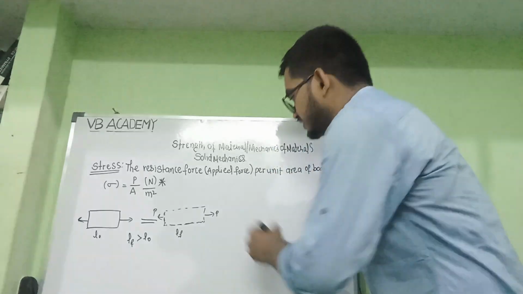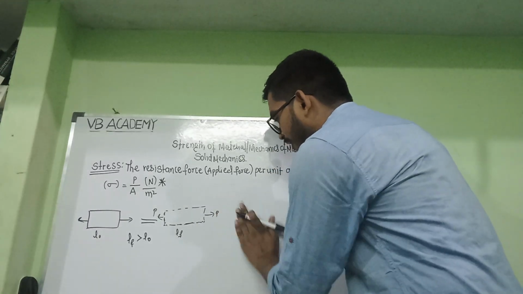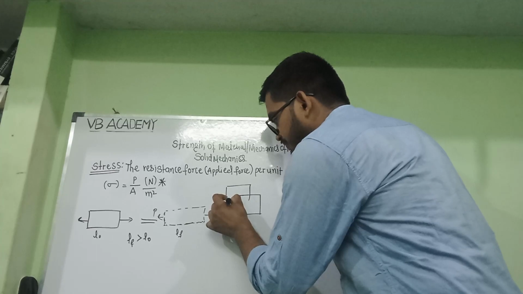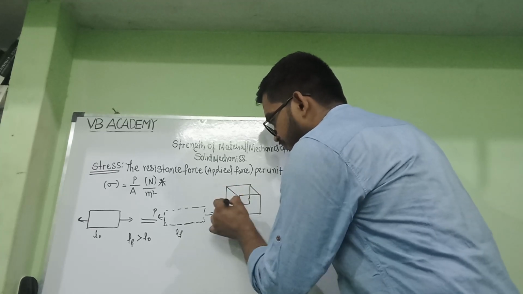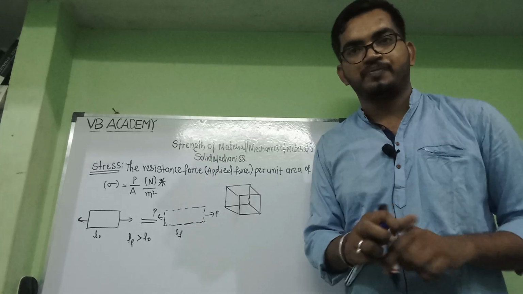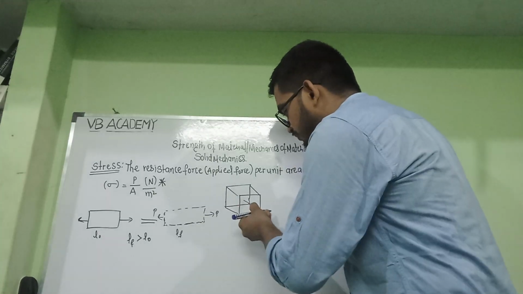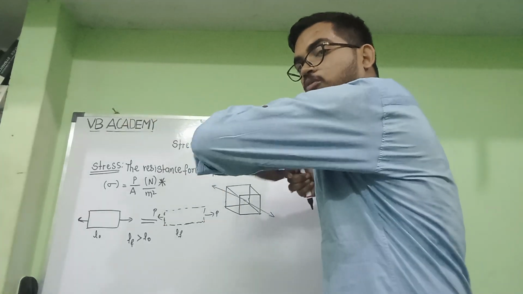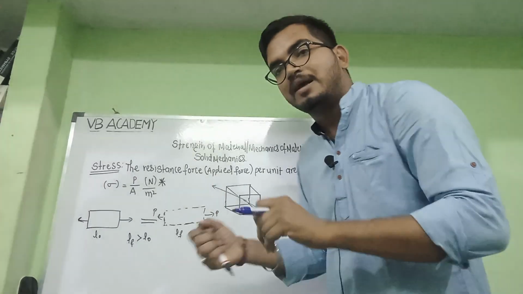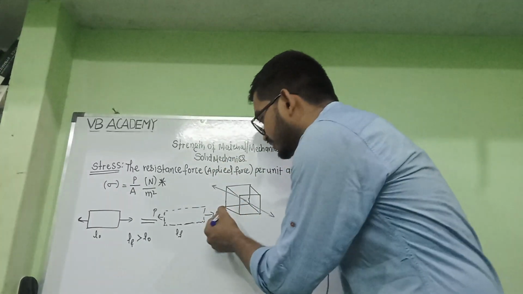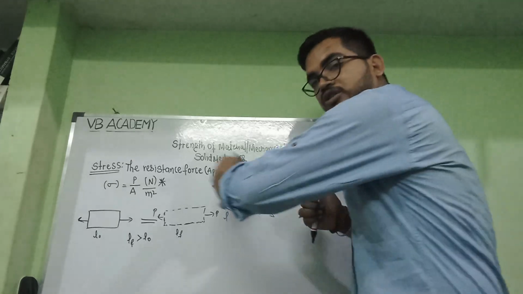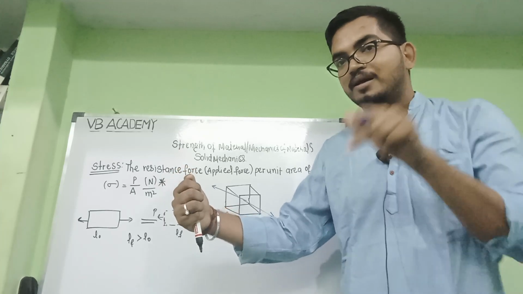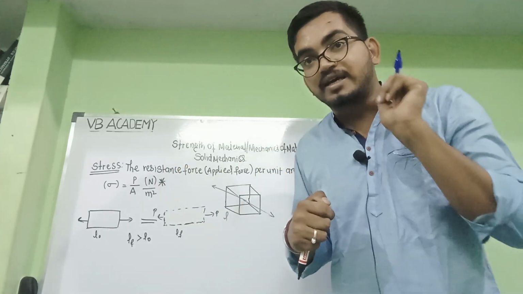If you consider a 3D body, we are considering a 2D body only here. So this is a 3D body. You are applying force perpendicular to this, pulling the body along its length. This is the length. Along the length you are pulling the body. What happens? Length will increase, but the other two dimensions, height and breadth, will decrease. You are getting the point?